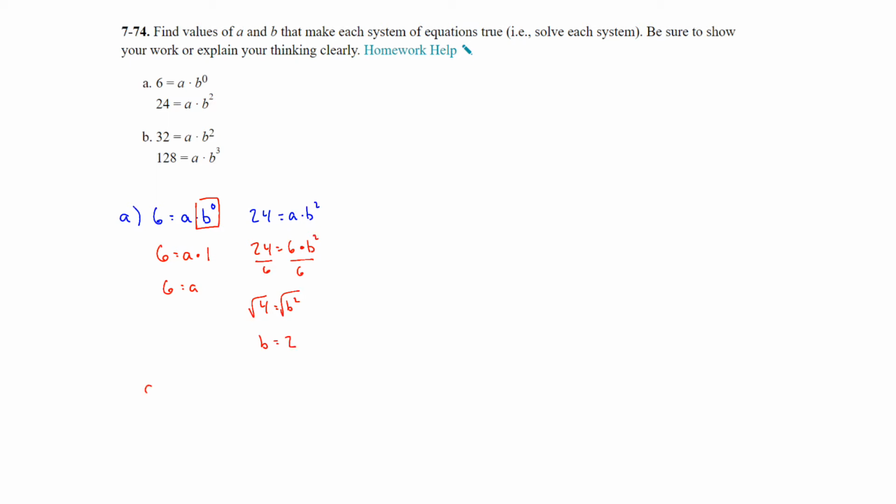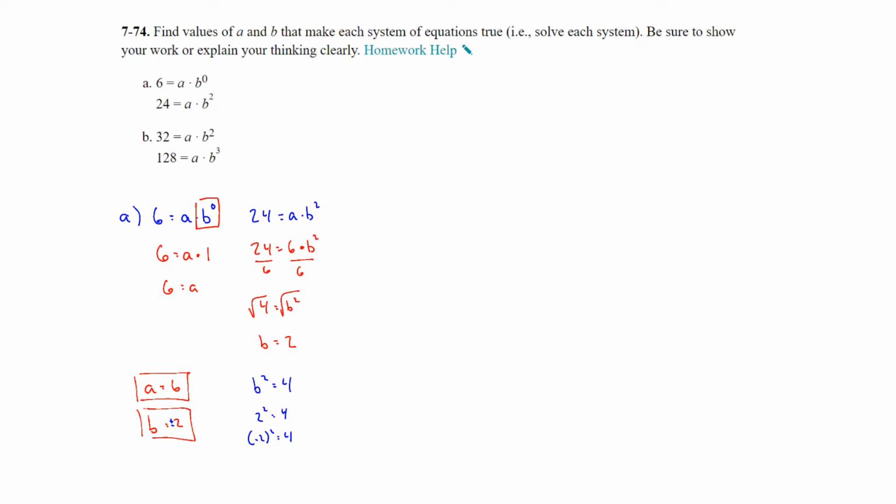Now you might notice in the book that it only gives a equals 6 and b equals 2. But I challenge you to think about this a little bit more, because in reality, aren't there two numbers squared that could give you 4? Not only is 2 squared 4, but so is negative 2 squared. So we could potentially have a positive or a negative b on that one.